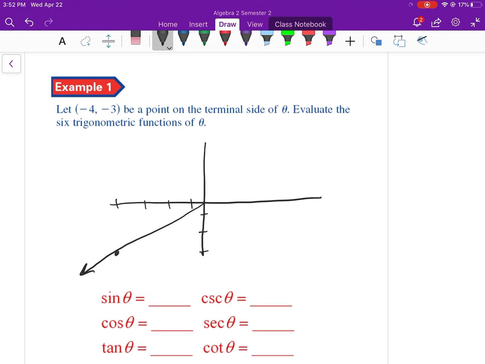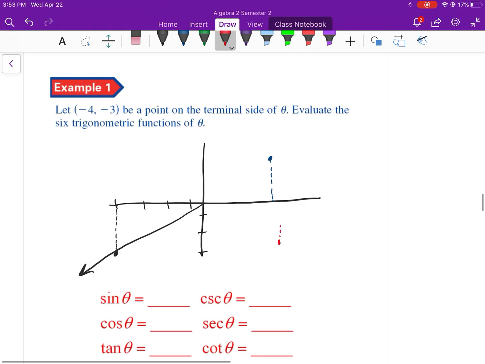You're going to draw that terminal side, and no matter where your point is, you're going to drop an altitude to the x-axis. Say you're in quadrant 4, you go up to the x-axis. You're always going towards the x-axis to make this right triangle. A big mistake is to go to the y-axis. Do not do that. It always goes to the x-axis.